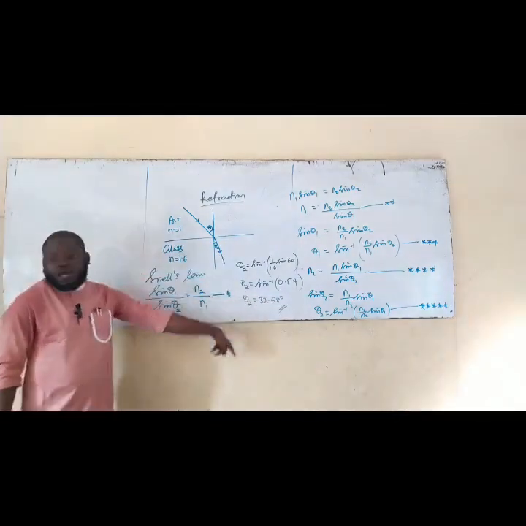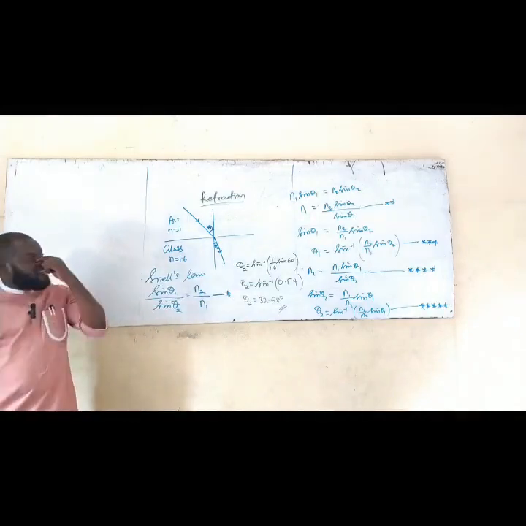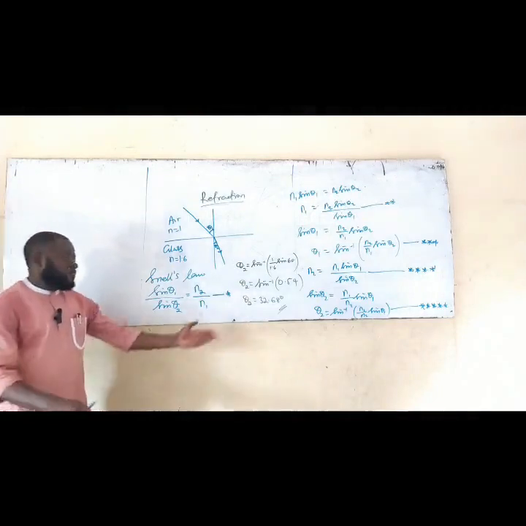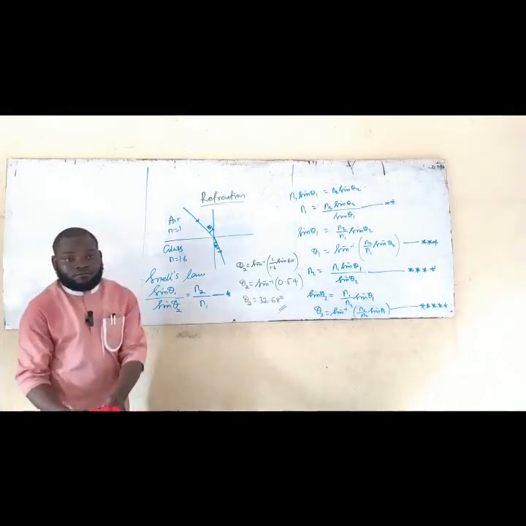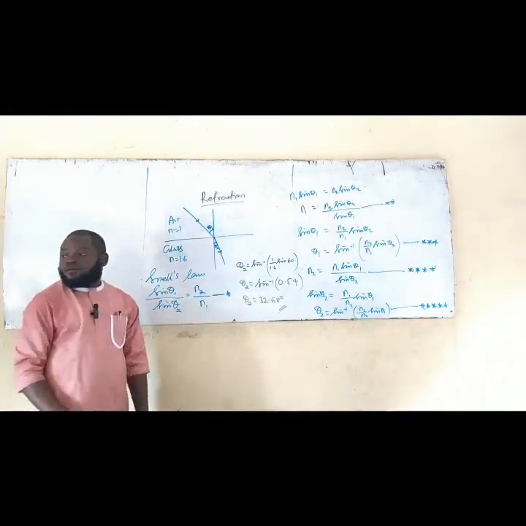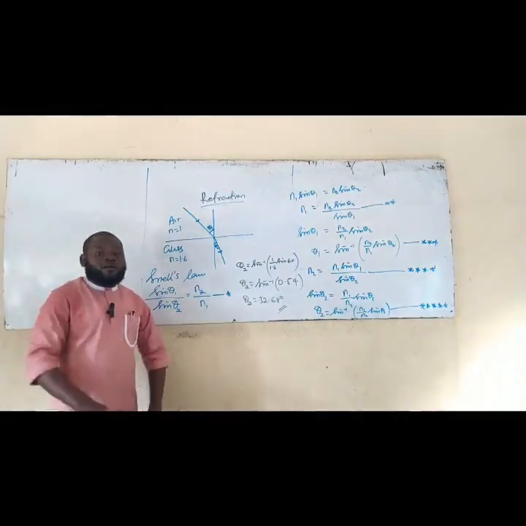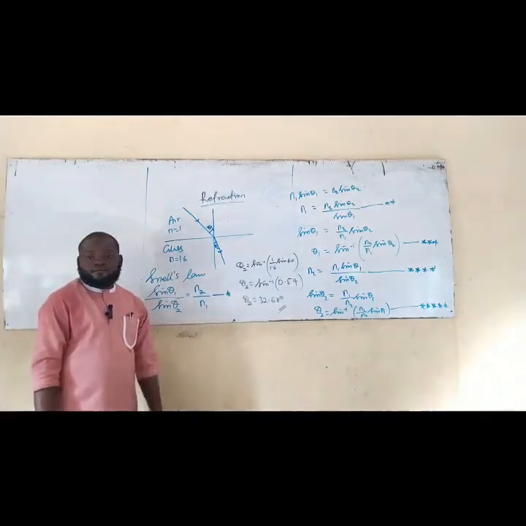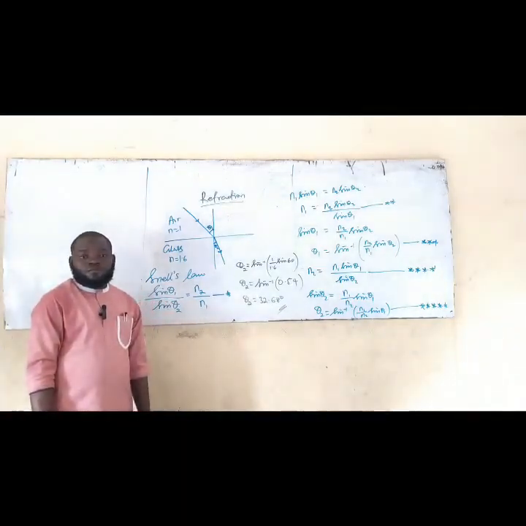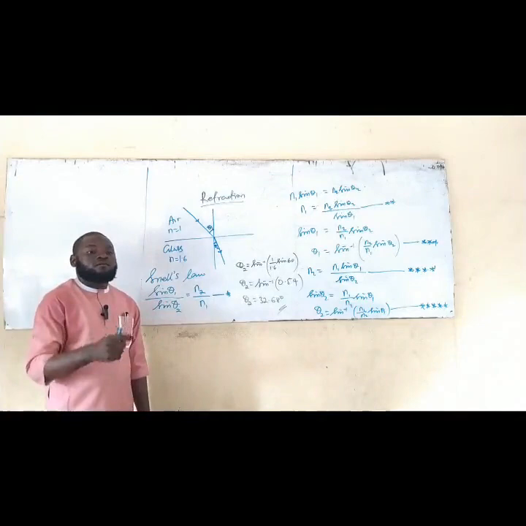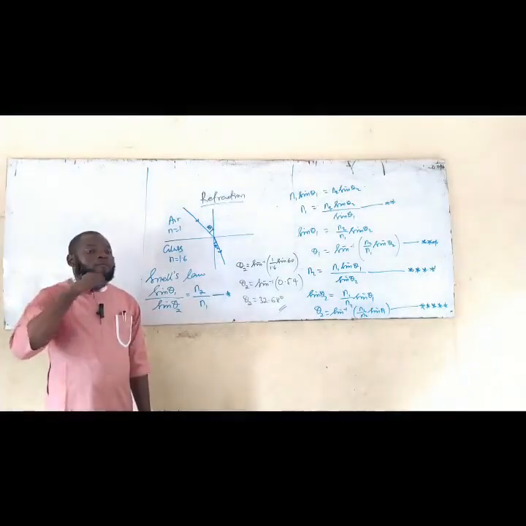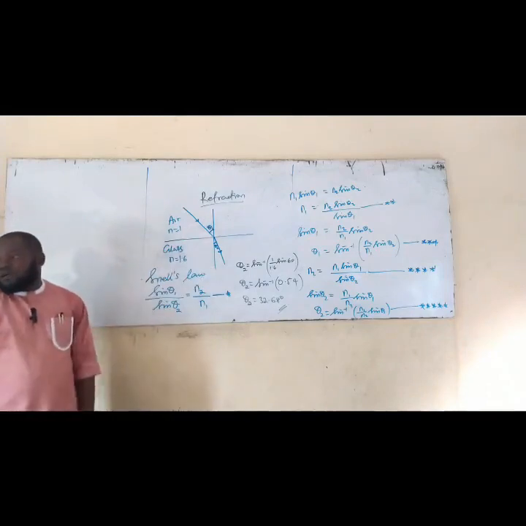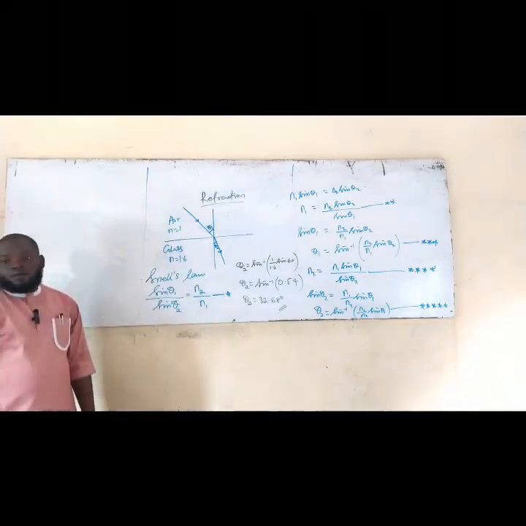So you can see what the angle looks like. Is it bigger than the incident angle? It's smaller. Why is it smaller? People should talk now. Or are you hungry? Why is it smaller? Talk now. Because it's moving from what? Air to glass.